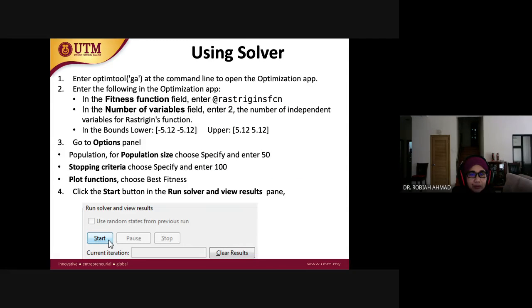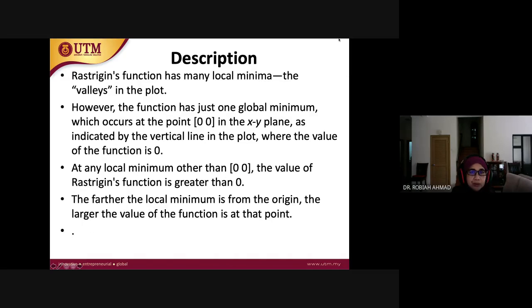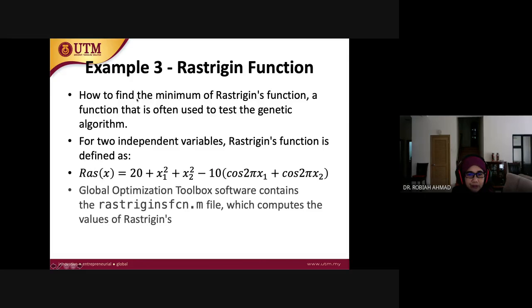Okay, so can we use this one for our solver? So for this equation, please do the function and then we use the GA toolbox. Okay, class, try.